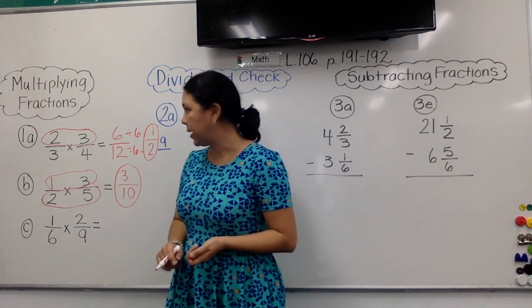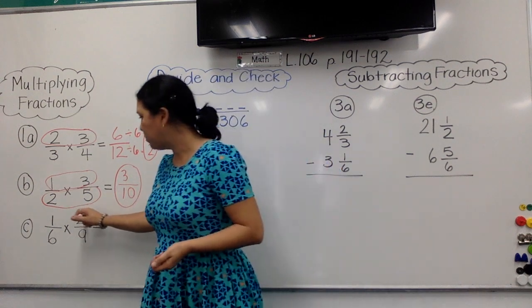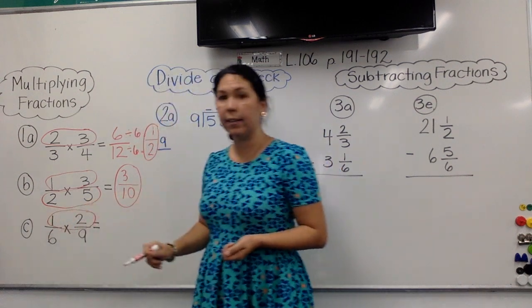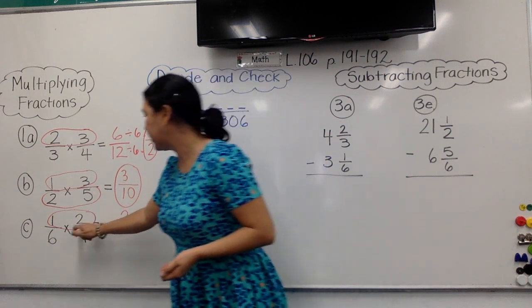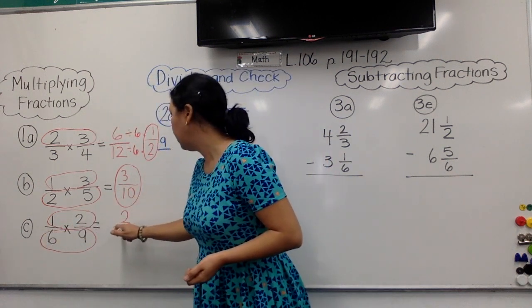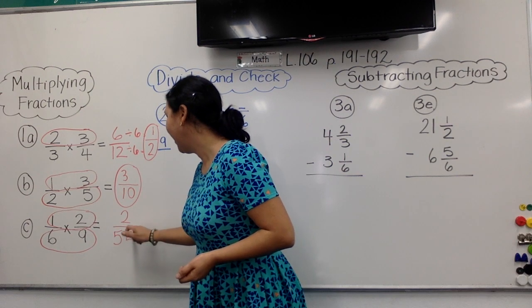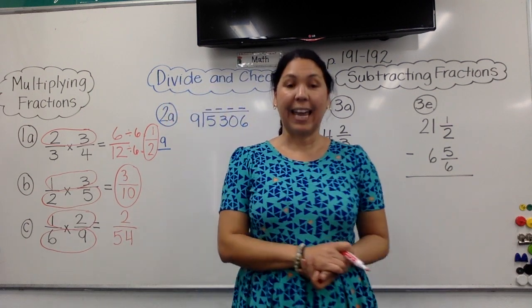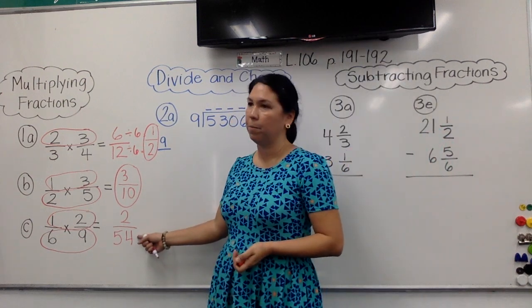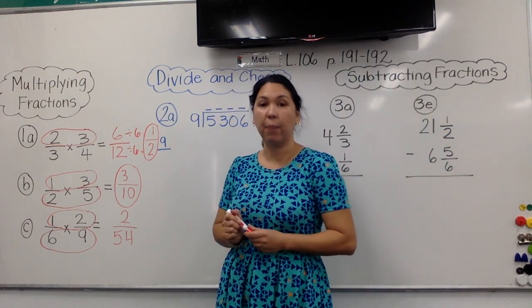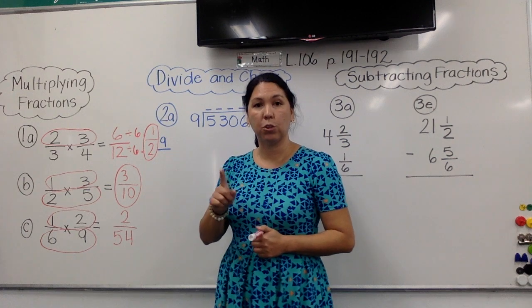Let's go to letter C. Top times top. 1 times 2 is 2. Very good. And 6 times 9 is 54. Okay, so let's check. Can I count by 2s to get 54? That's going to take me a long time. But I also know another shortcut.